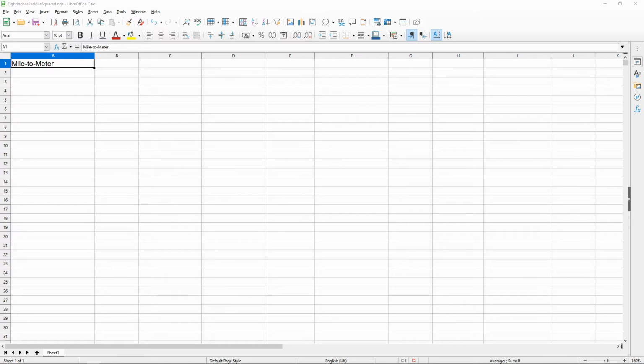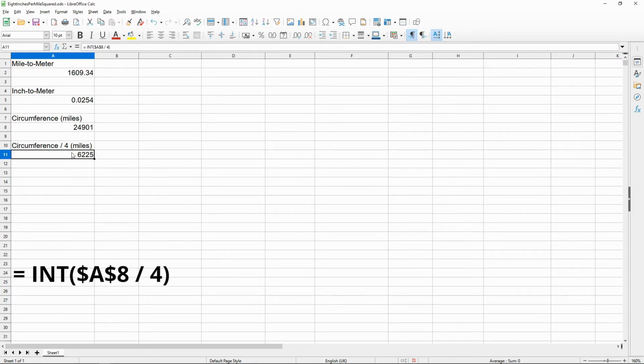To keep our sanity, we will convert all values into a unit like meters. I'll put all the variables used in column A. I'm neat that way. Mile to meter is 1609.34. Inch to meter is 0.0254. Circumference in miles is 24,901. 1/4 of that is integer of cell value A2 divided by 4. Note that we're using integer value for our quarter and lost some precision.